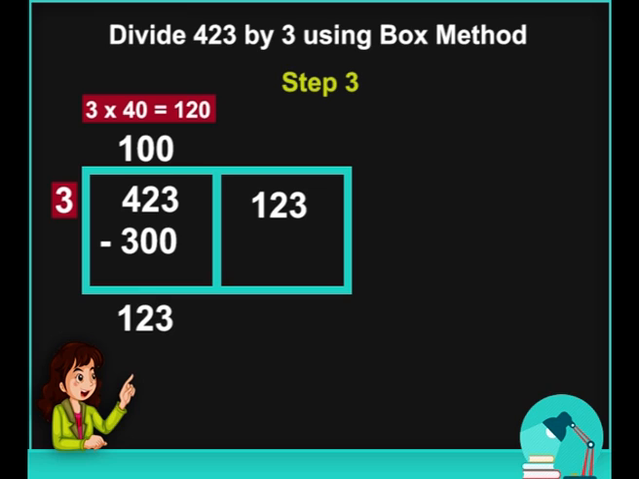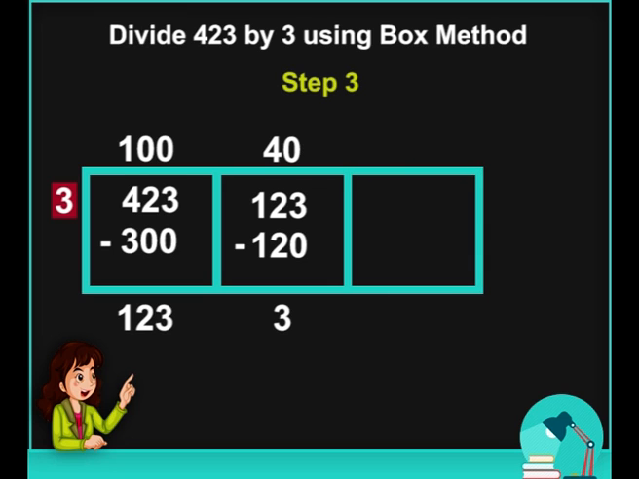3 times 40 equals 120. You could choose a smaller multiple of the divisor, but then you will need to take additional steps before you reach the final dividend. So 40 is really the best number to choose for this. Place your 40 above the second box and 120 below 123. 123 minus 120 is 3. Add an additional box to the right hand side and move what is left as our dividend, 3, to the next box.